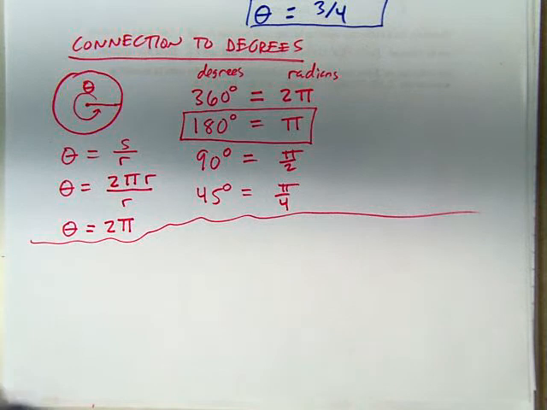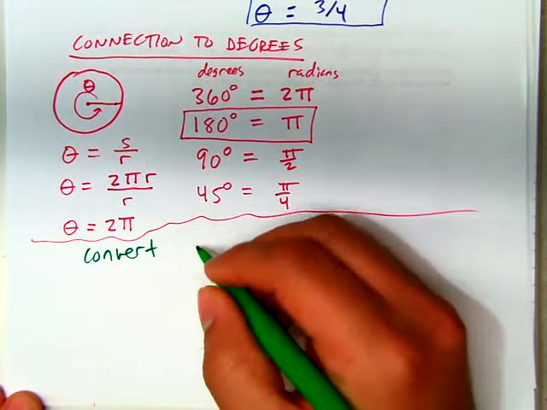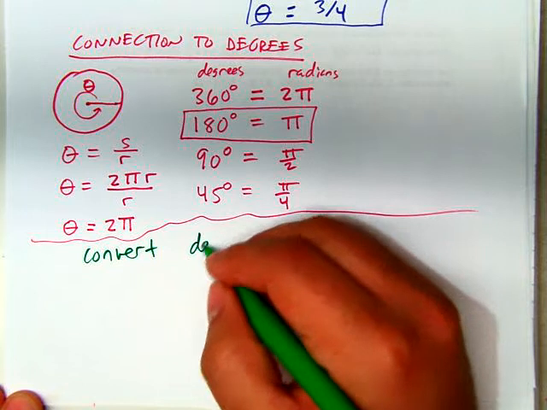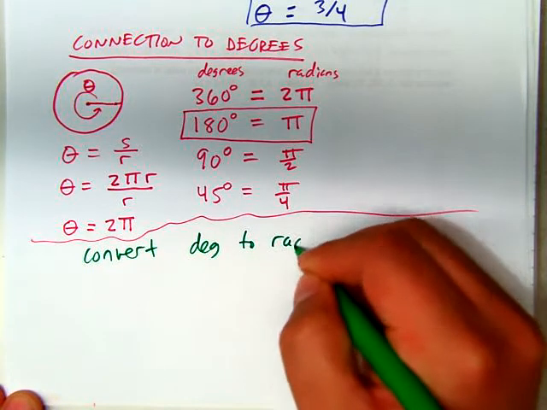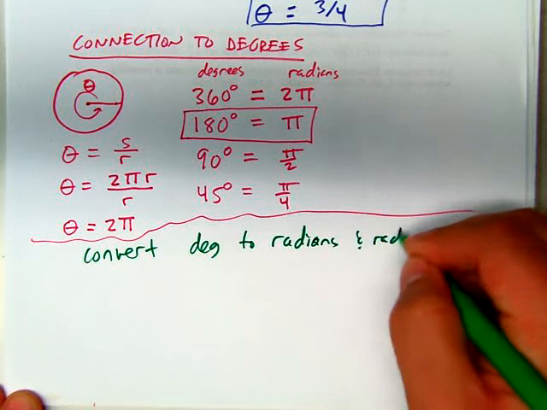Now, one of the skills that you need to know how to do is to actually convert back and forth from degrees to radians and radians to degrees.